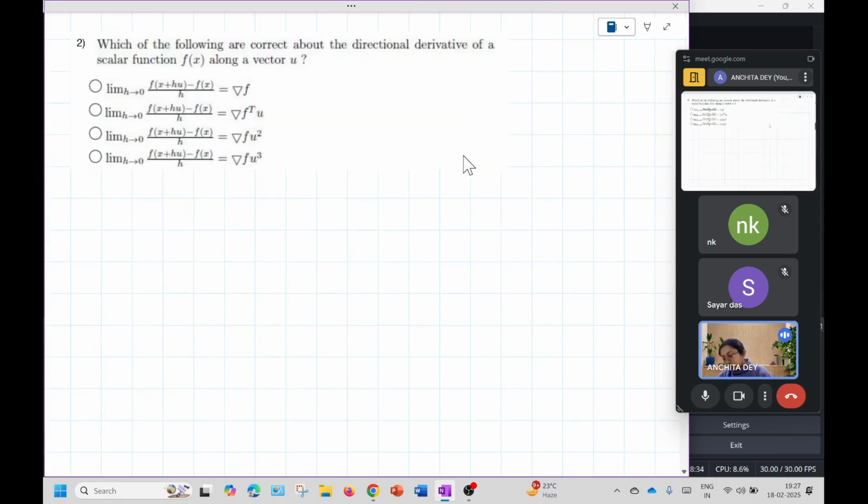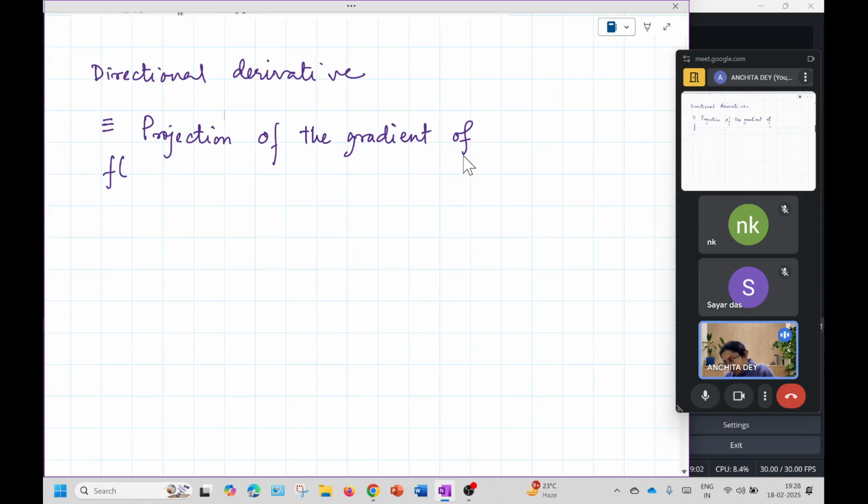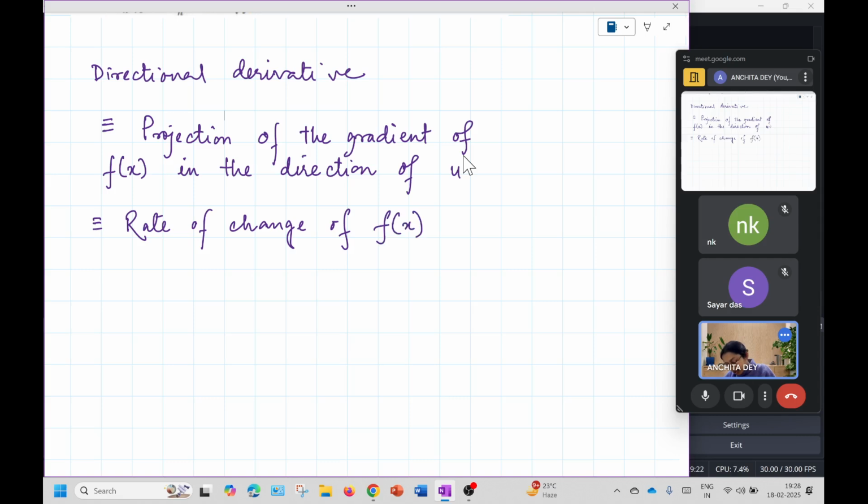So when we focus on this question, what we understand by directional derivative is that this is the same as saying we want to find the projection of the gradient of f of x in the direction of u, which is simply equal to the rate of change of f of x in the direction of u. So this rate of change is basically what we get from the gradient function.